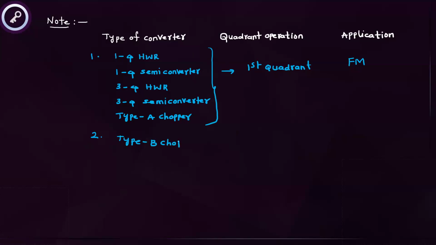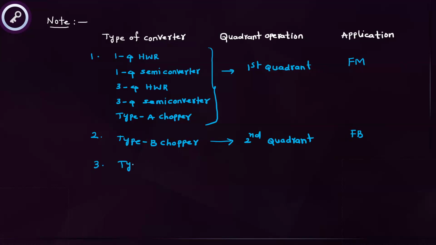Type B chopper operates only in the second quadrant. No other converter is operated in the second quadrant. Only type B chopper operates in the second quadrant. In the second quadrant, which application do you use? Forward braking. Next.